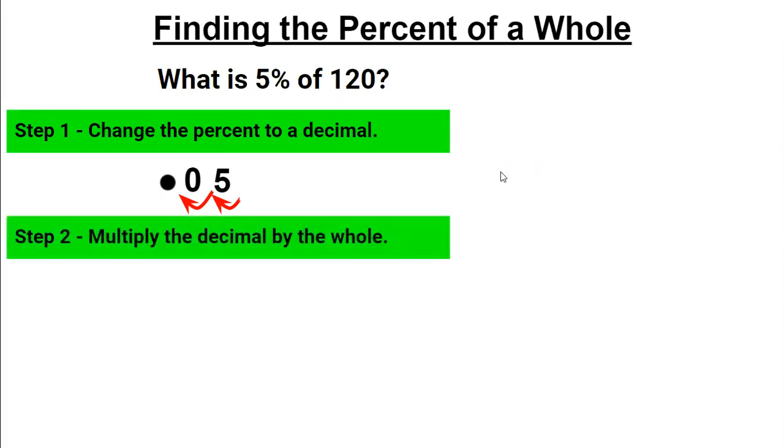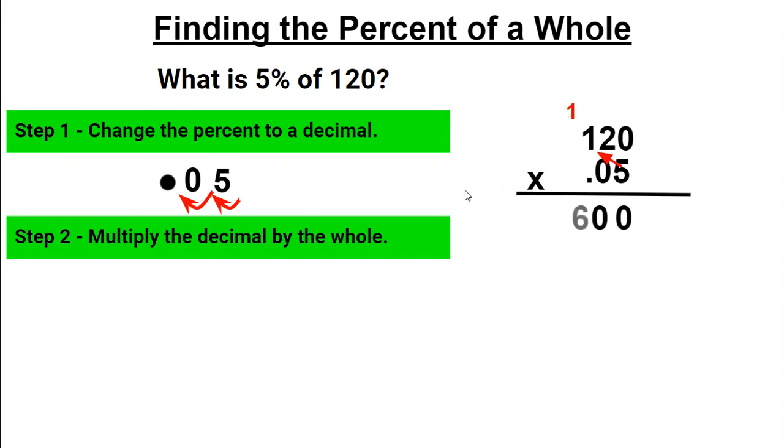Now we multiply by the whole number, 120. So 120 times 0.05. So 5 times 0 is 0. 5 times 2 is 10. We put down the 0 and we carry the 1. 5 times 1 is 5, plus 1 more up here is 6. Now we do this column. So we have to put an X in here because we want to start under the 0. So 0 times 0 is 0.